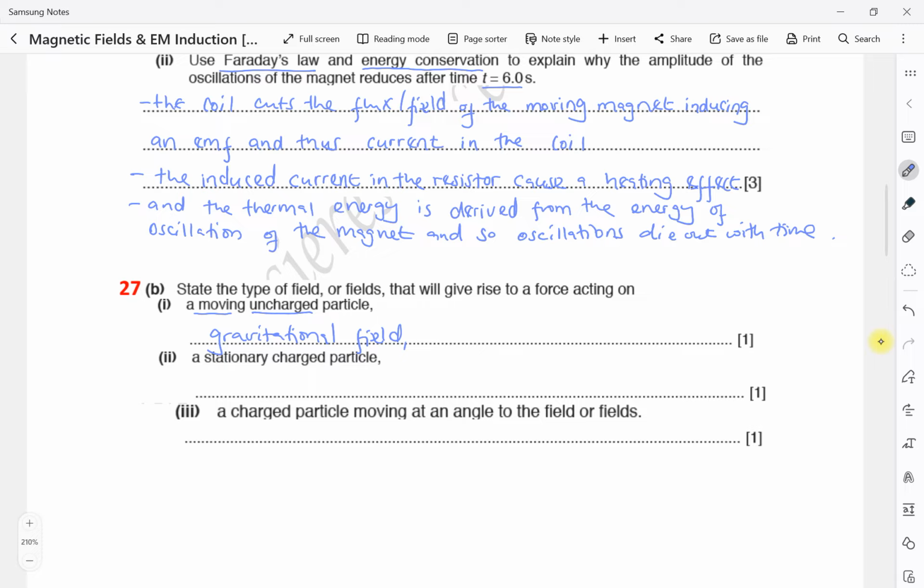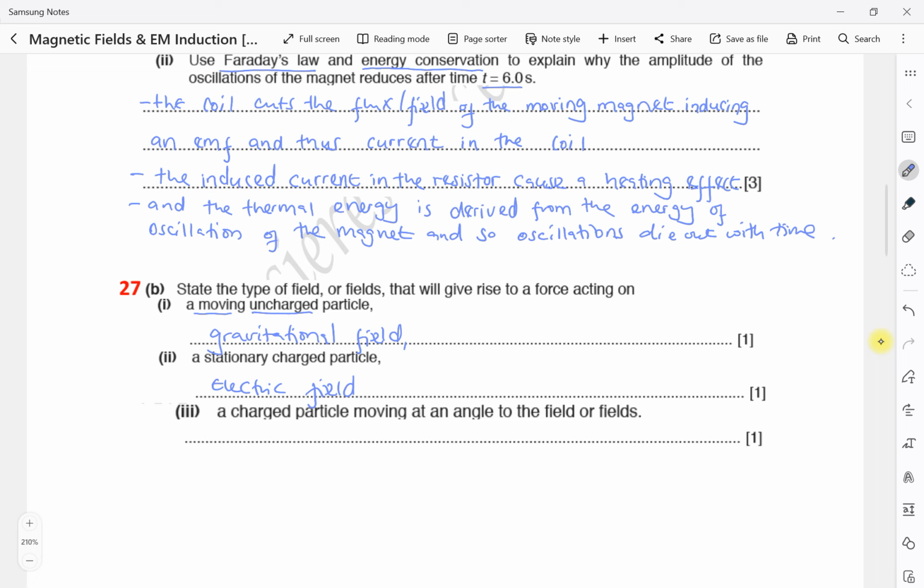Number two, electric fields only act on anything which has charge, whether it is moving or not moving, as long as it has charge. Since this one is not charged, we don't have an electric field. So it means for the second one, we have an electric field, because a force acts on a charged particle in an electric field. So an electric field acts on anything or gives rise to a force on anything which has charge, whether it is moving or not moving. The force will exist as long as it has charge.